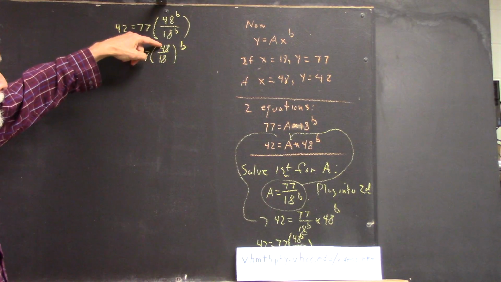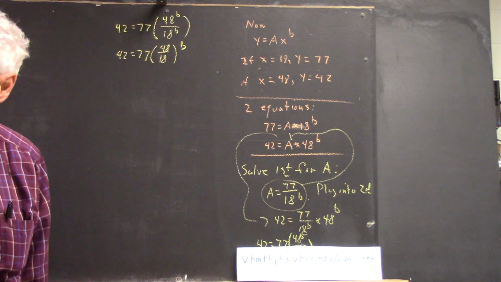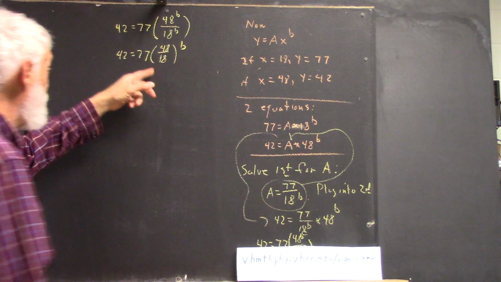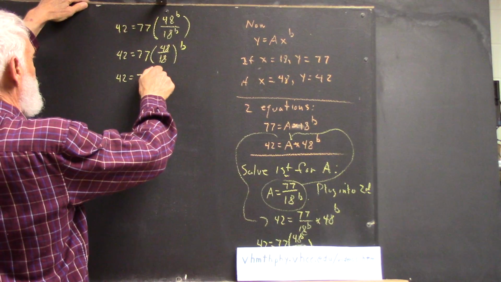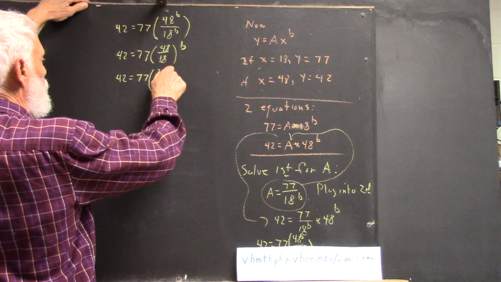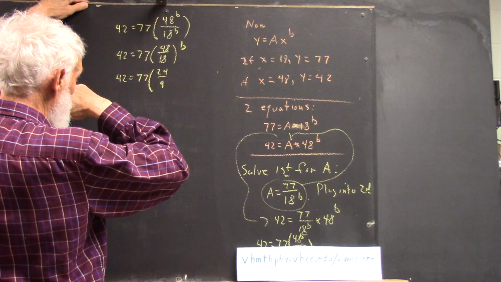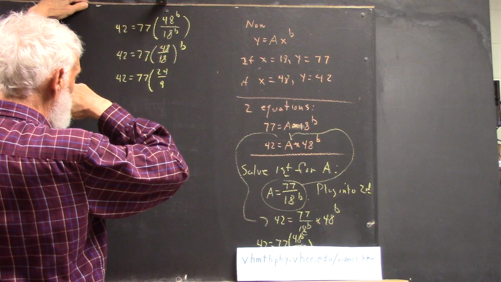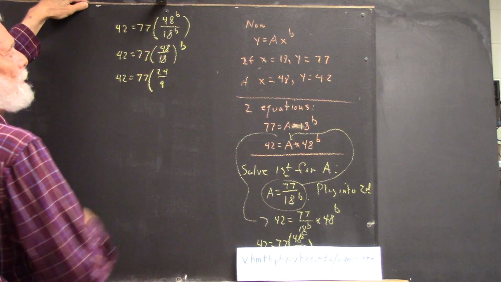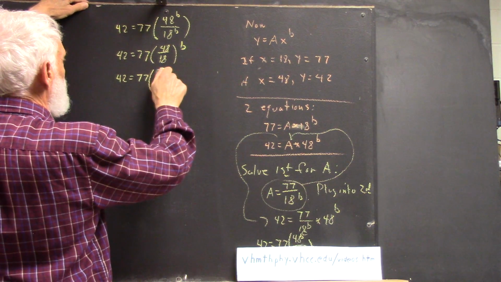And now we just have 48 over 18, even though it's all raised to the b power, that's outside the parentheses. We can simplify inside the parentheses and get 42 equals 77 multiplied by 24 over 9. That reduces. Oh, wait, something's wrong. It's 8/3. Why didn't I see that? They're both divisible by 6, so that's over 3, and that's 8 over 3.